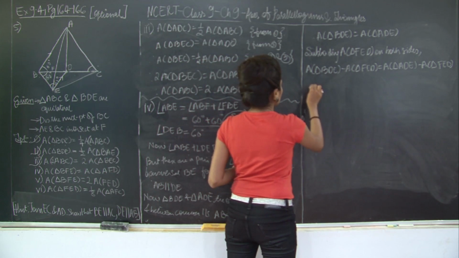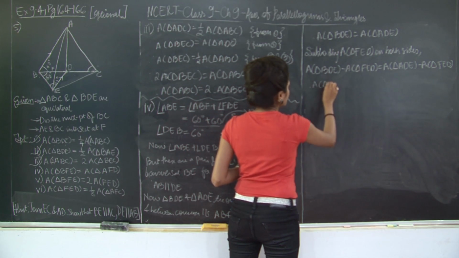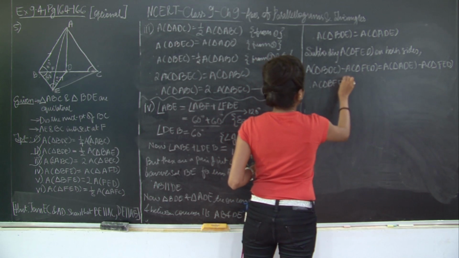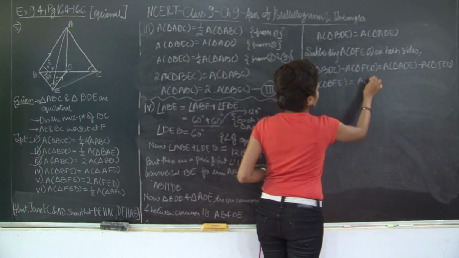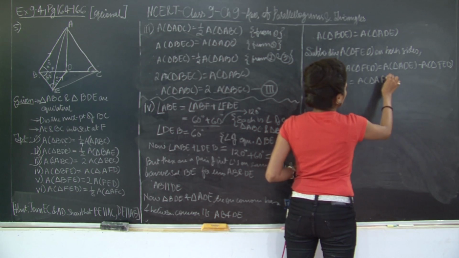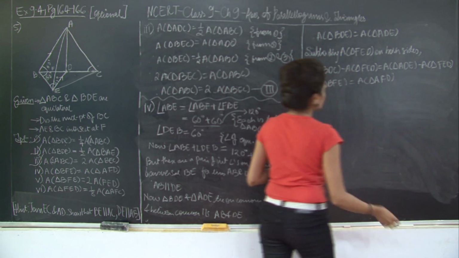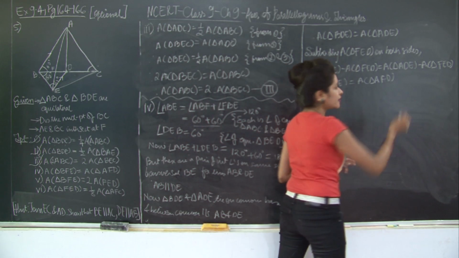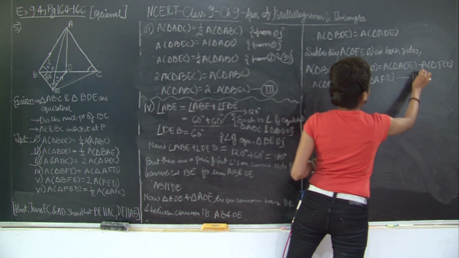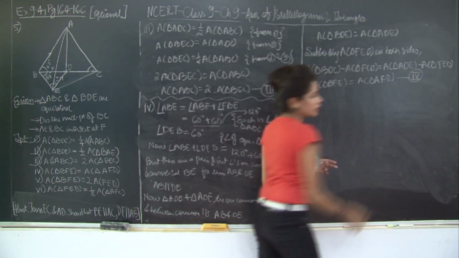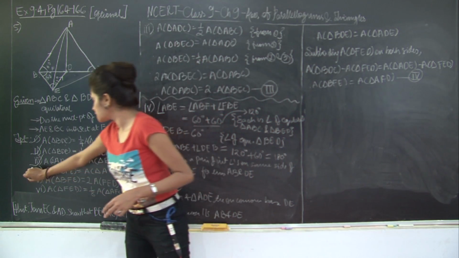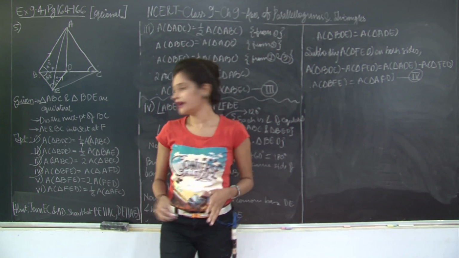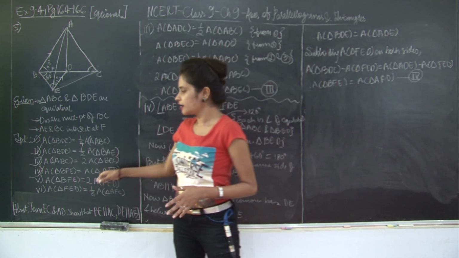Let us write this down. Therefore, area of triangle BFE is equal to area of triangle AFD, because when equals are subtracted from equals, then the remainders are equal. Let us mark this Roman number 4. So, this section is proved as well. We will go ahead and proceed with solving question number 5.